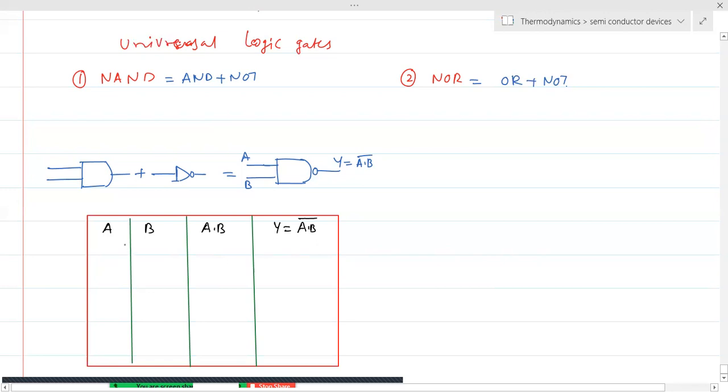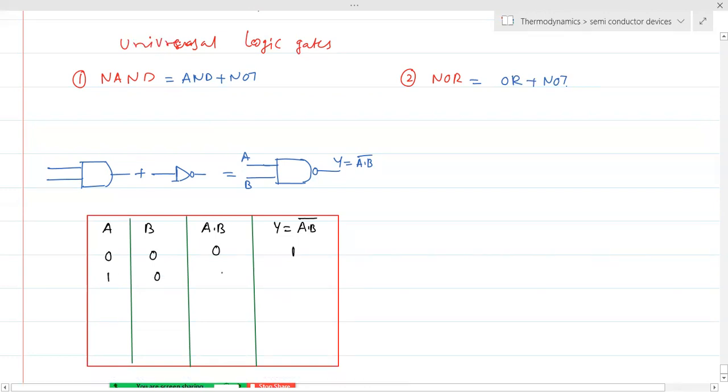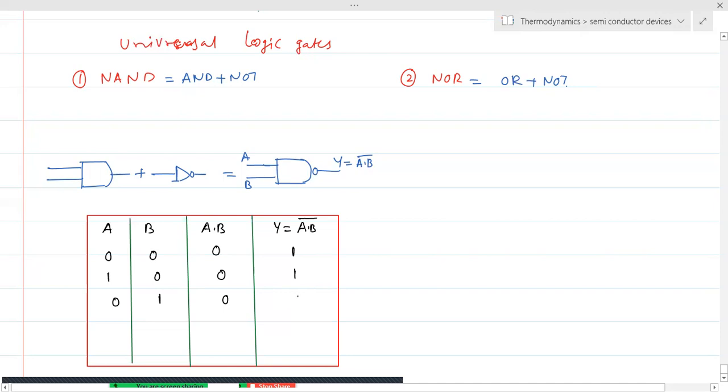A dot B means normal product, no need to worry. 0, 0 means their product is 0, and 0 bar is equivalent to 1. 1, 0 means their product is 0, 0 bar is equivalent to 1. 0, 1 is nothing but 0, and 0 bar is nothing but 1. 1, 1 is nothing but 1, so 1 bar is equivalent to 0.